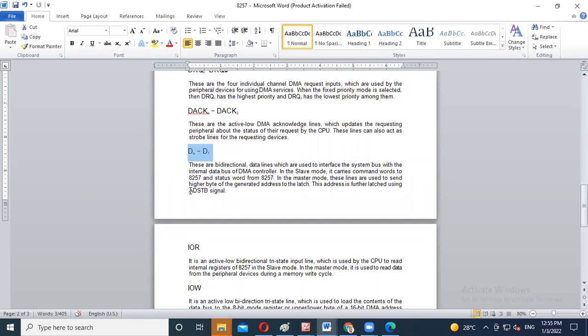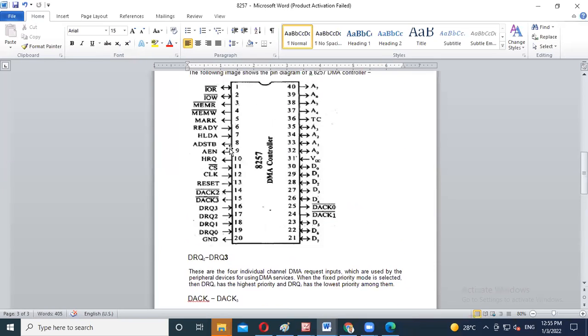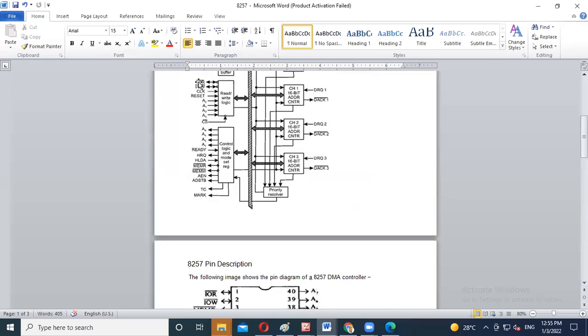And this is helpful for ADSTB. What is ADSTB? Analog to digital signal transfer bits. It converts high signals to low signals in a way the 8257 can understand. The next pins are IOR and IOW, input and output read, input and output write. These two pins are connected here, at the block of read and write logic.